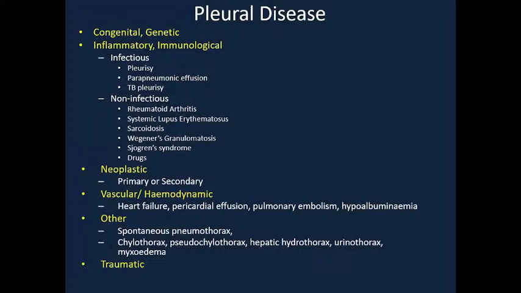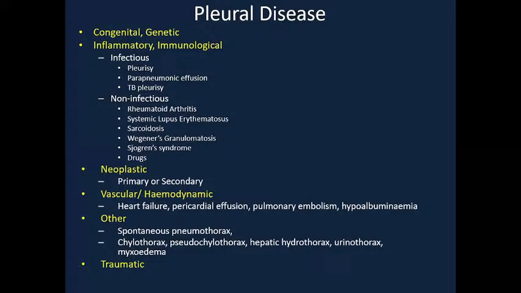Most of the diseases that you come across that involve the pleura will be inflammatory or immunological in origin. And it is important that you differentiate between those that are of infectious origin and those that are of non-infectious origin, because obviously the approaches are very different. So the infectious ones, you would have pleurisy. These are largely viral in etiology. You would have parapneumonic effusion.